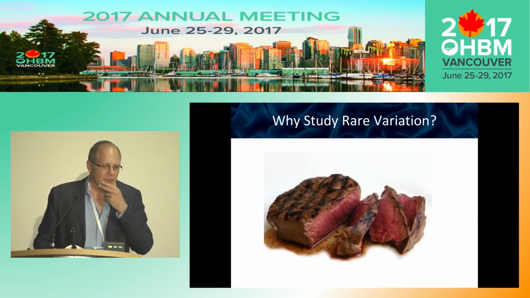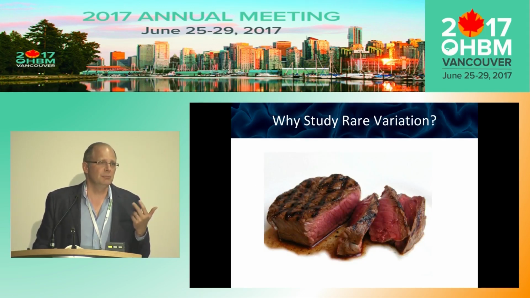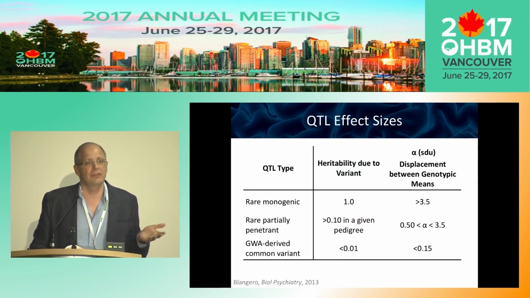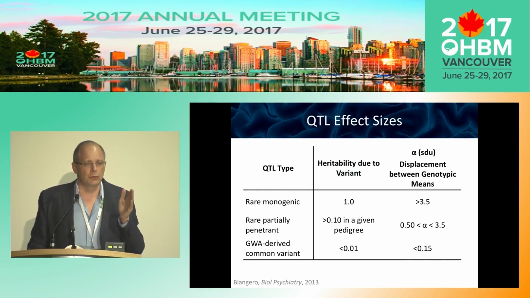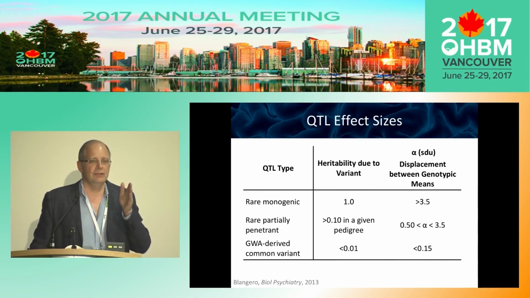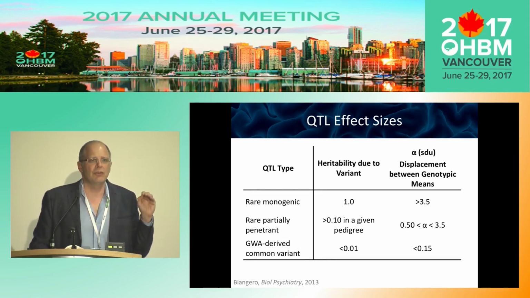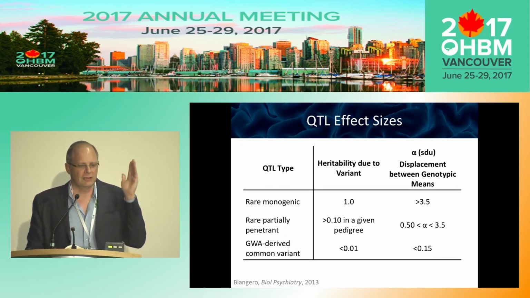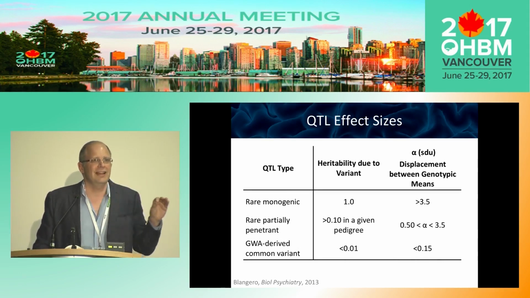So here's my first random red meat picture. Why study rare variation? There are a number of reasons to study rare variation, partially because I like it, but also because you have an argument about possible effect sizes. What do I mean by this? Well, if you have a rare monogenic disorder, you can find one locus that gives you all of the heritability of that disease. You have one gene, one locus, explaining the entire heritability, and you can model that in standard deviation units, displacement units, between the people who have the allele and those who don't have the allele. Okay. So that's the classical sense.